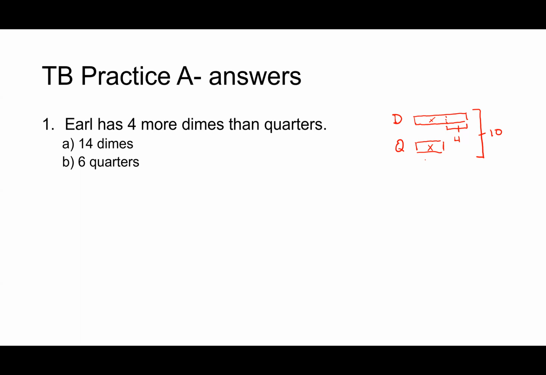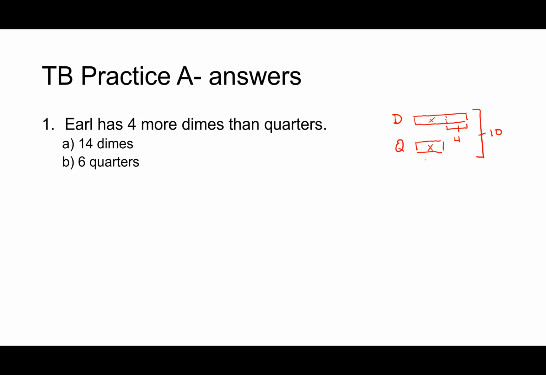Let's throw out some number bonds for 10. What do we have together to get to 10? 5 plus 5, good. He could have 5 dimes and 5 quarters. Does that fit our bar model though? No, because that would mean he doesn't have 4 more dimes. What's another number bond to equal 10? 6 and 4, great. He could maybe have 6 dimes and 4 quarters, but he's got to have 4 more dimes. If he has 6 dimes and 4 quarters, he's only got 2 more dimes. What's another number bond?